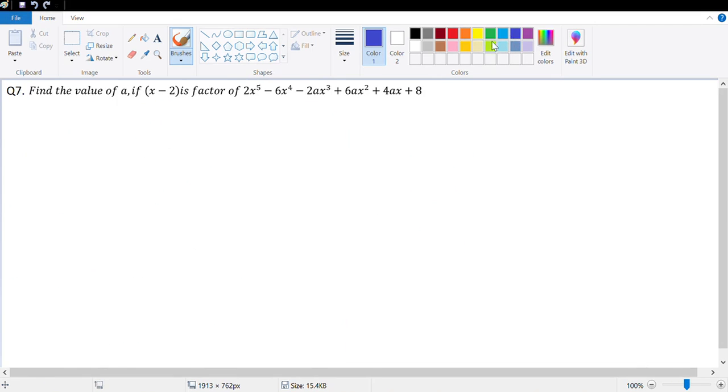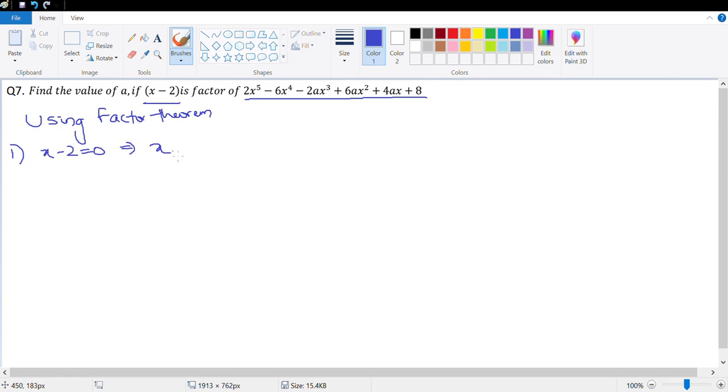The next one that we do is question number 7. It says find the value of a if x minus 2 is a factor of the given polynomial. Okay, so using factor theorem, what we get is x minus 2 is equal to 0, which means x is equal to 2. So since x minus 2 is a factor, the value of the polynomial when x is equal to 2 would be 0.